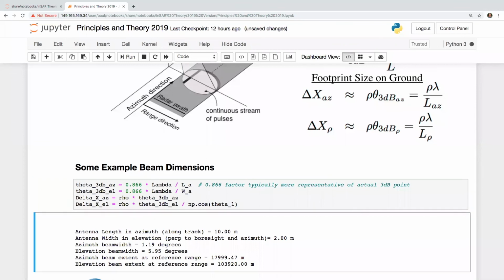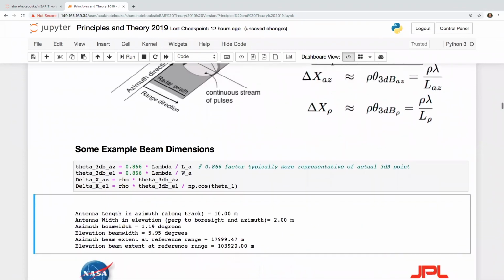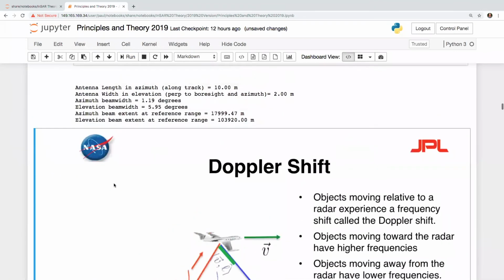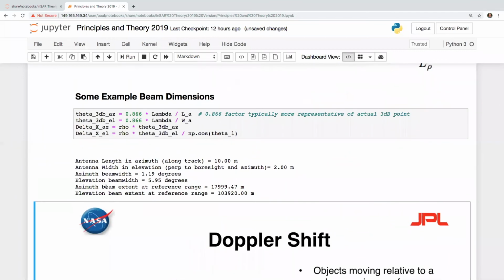We can run that and calculate what these footprint sizes on the ground actually are. The antenna beam width for this case is 1 degree in azimuth and 6 degrees in elevation. Elevation is the cross azimuth direction. So I'm flying along like this, looking out this way, and this is the elevation direction as I go out towards higher elevation. And this is the azimuth, or along track, dimension this way.